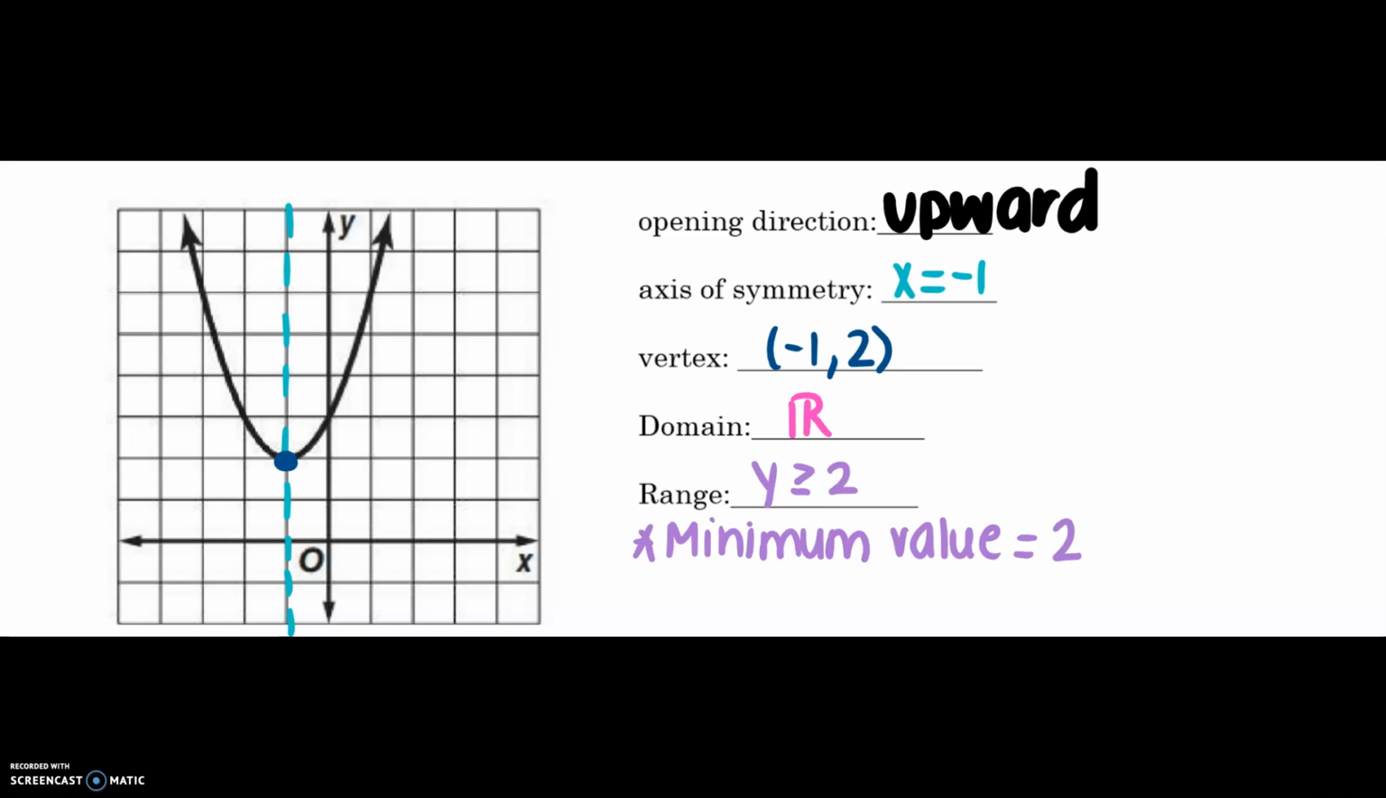The axis of symmetry has an equation x equals -1. The vertex is the point -1, 2. And since again we have a minimum value of 2, the range is y is greater than or equal to 2. Lastly, we're going to talk about how to graph a quadratic function on the coordinate plane.